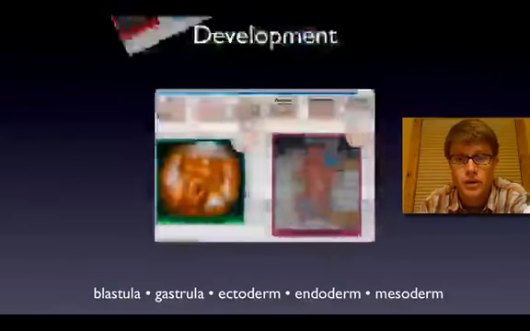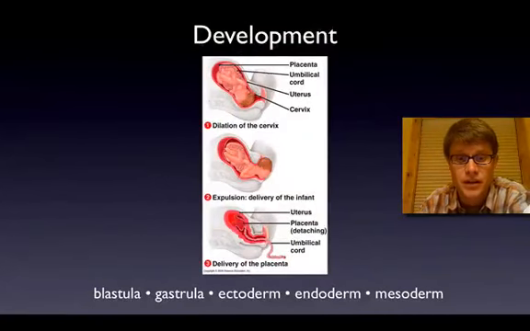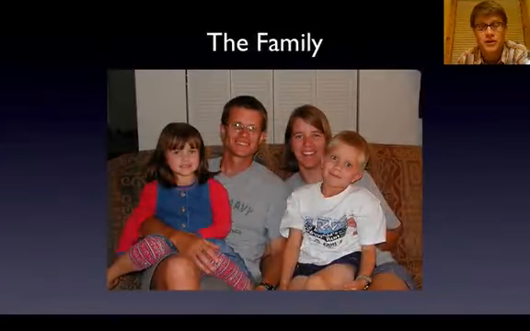So eventually the baby gets bigger and bigger, and then eventually it's born. And so that's going to be a positive feedback loop where the head of the baby pushes on the cervix, which actually causes more contractions. And if everything works out, then you eventually have a family, and this would be my family.